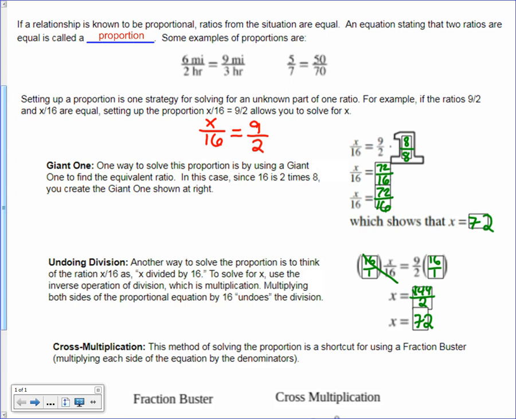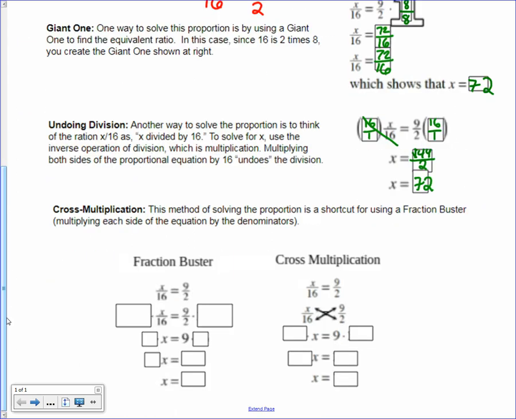The last method is cross multiplication. This method of solving proportions is a shortcut for using a fraction buster, multiplying each side of the equation by the denominators. So in this case, with a fraction buster, I can do 2 times 16 on this side and 2 times 16 on the other side of my equation. The 16s will cancel and the 2s will cancel. So I'll end up with 2x equals 9 times 16, or 2x equals 144. So when I divide both sides by 2, I'm going to get 72.